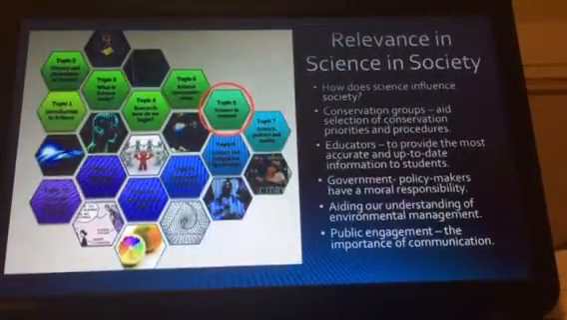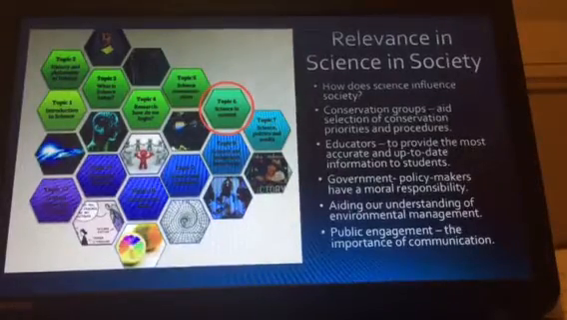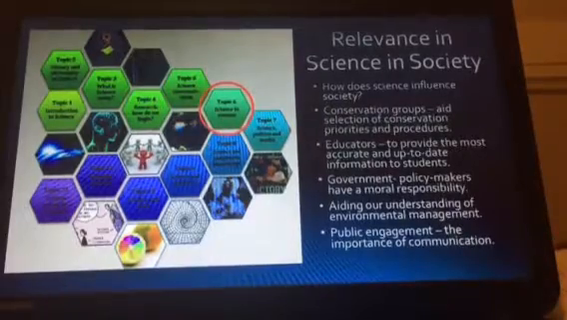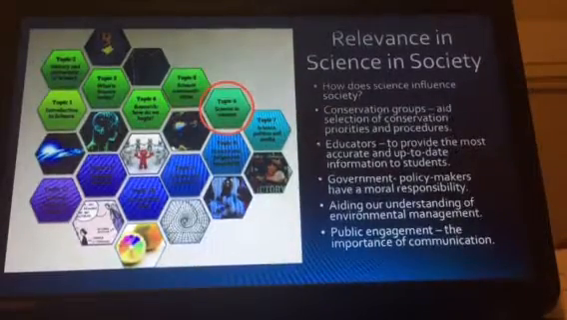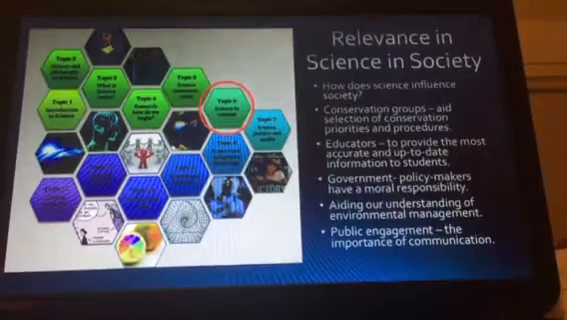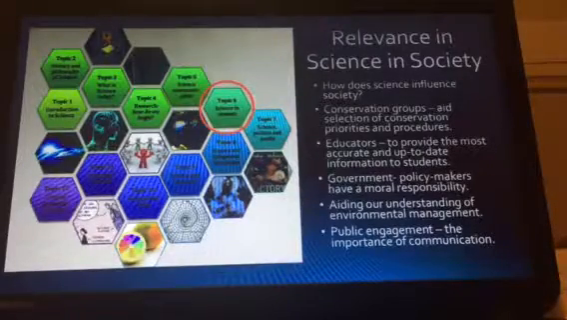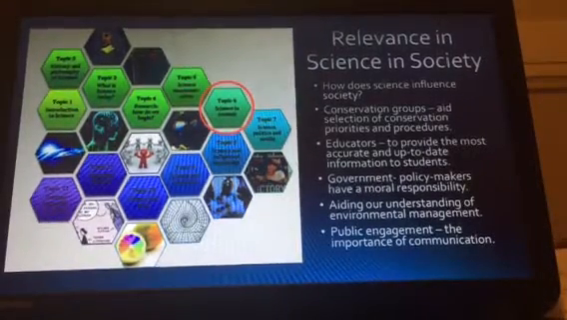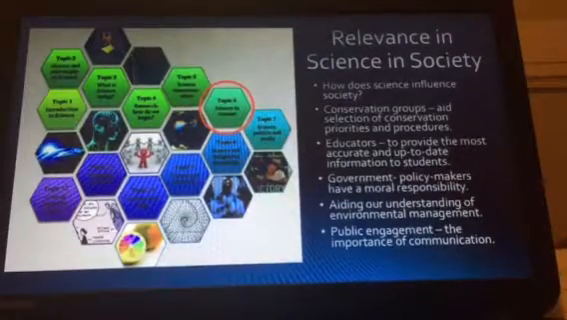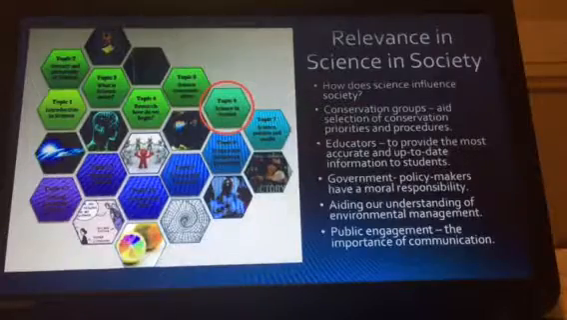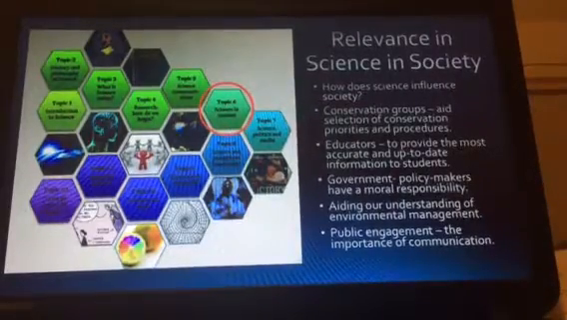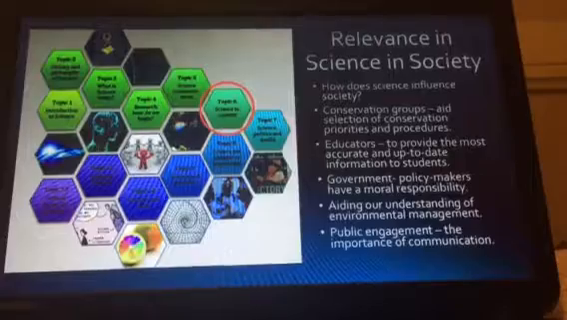The relevance to science and society. How does science influence society? Mostly what we're looking at in this subject is science in context. So we're looking at the certain groups that the field is primarily relevant to, and I've picked out conservation groups, educators, and government. Of course, within each of these groups, you can't leave out or ignore the concept of public engagement. Communication and understanding of mainstream society ultimately leads to action, particularly by these groups, specifically government, the policy makers.